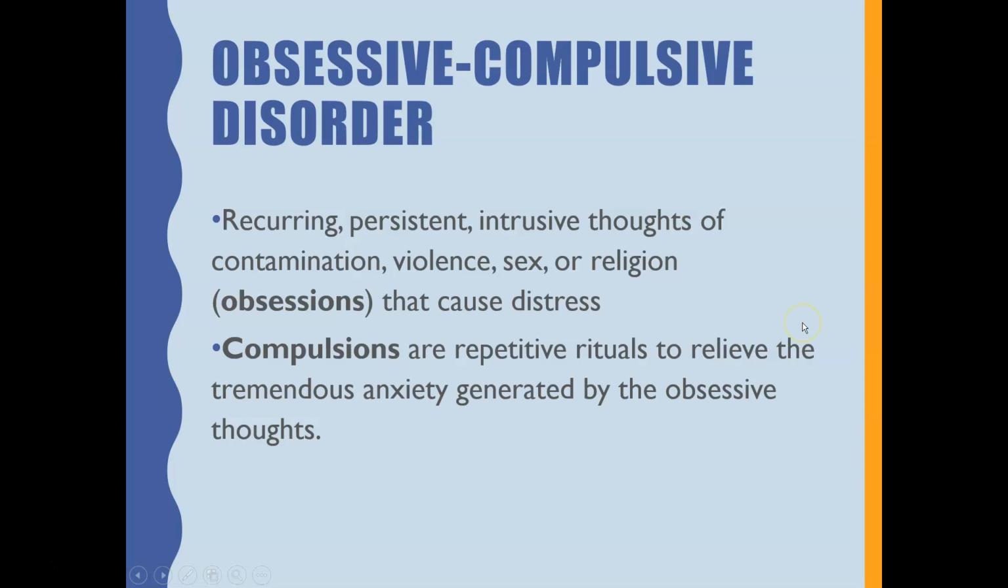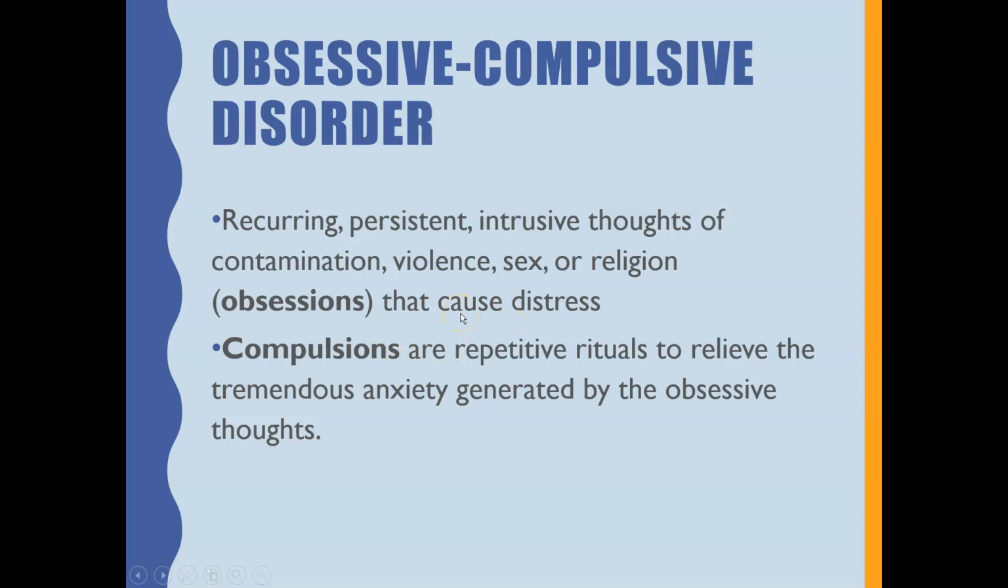So finally, we're going to talk about obsessive compulsive disorder. Obsessive compulsive disorder is marked by two different things. First of all, we have obsessions. These are recurring, persistent, intrusive thoughts of things related to contamination, so things becoming dirty, moldy, or germy, violence, sex, or religion, that cause different kinds of distress. So you have these distressing, persistent, intrusive thoughts like, somebody I love is going to get hurt. And that causes us distress.